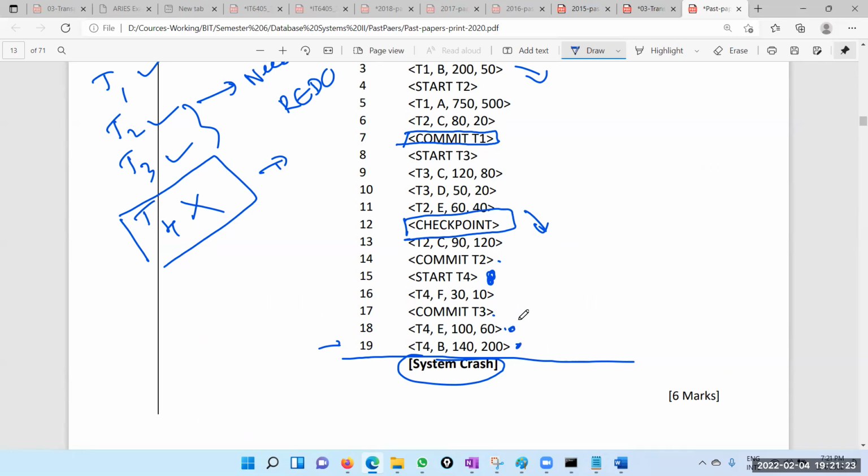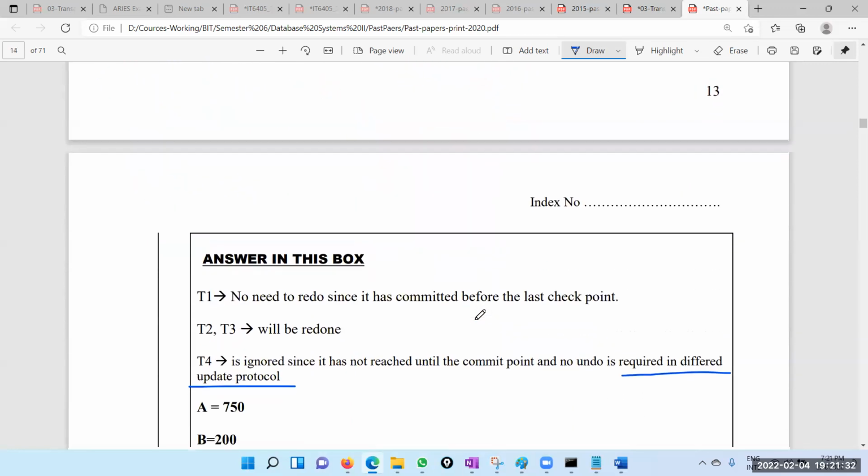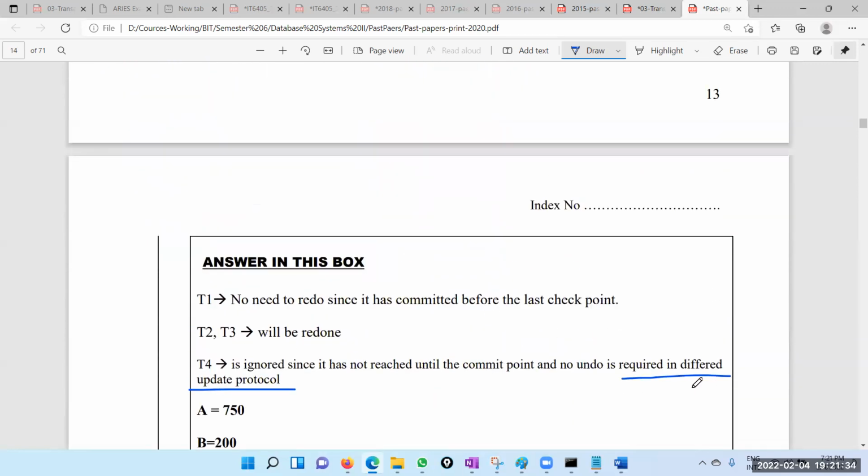Usually, yes, we have to undo. But here, you don't have to undo because this is only a deferred update issue. The steal issue is not there. Right. Any questions? So no undo is required in deferred update protocol, because it's deferred update.